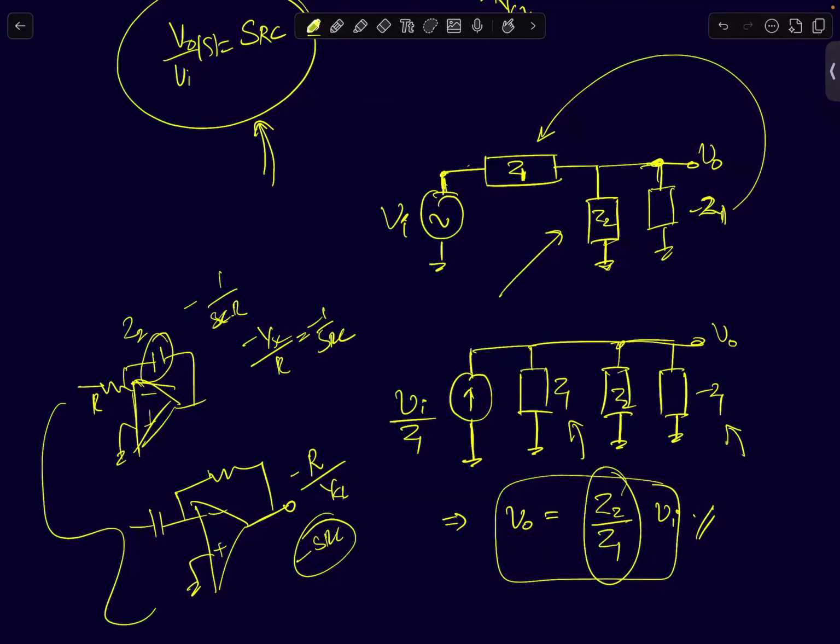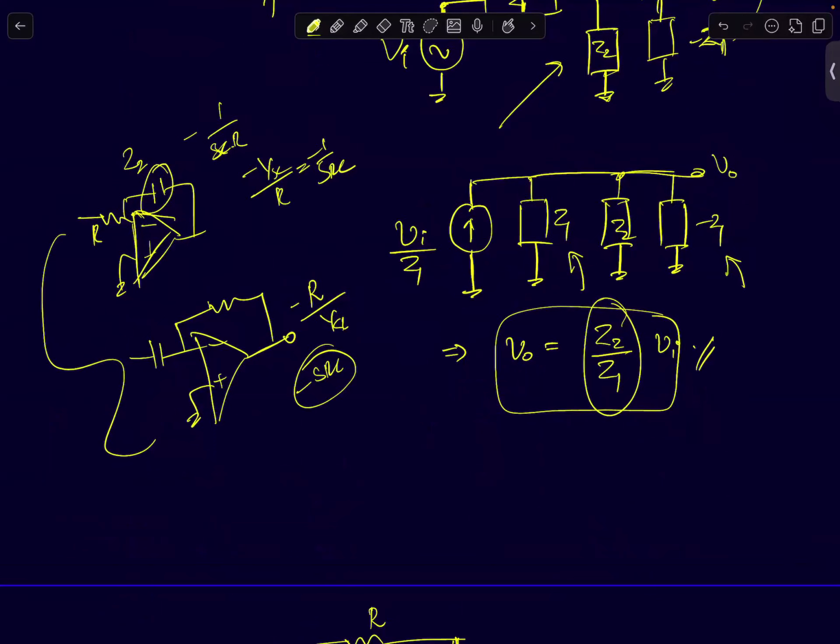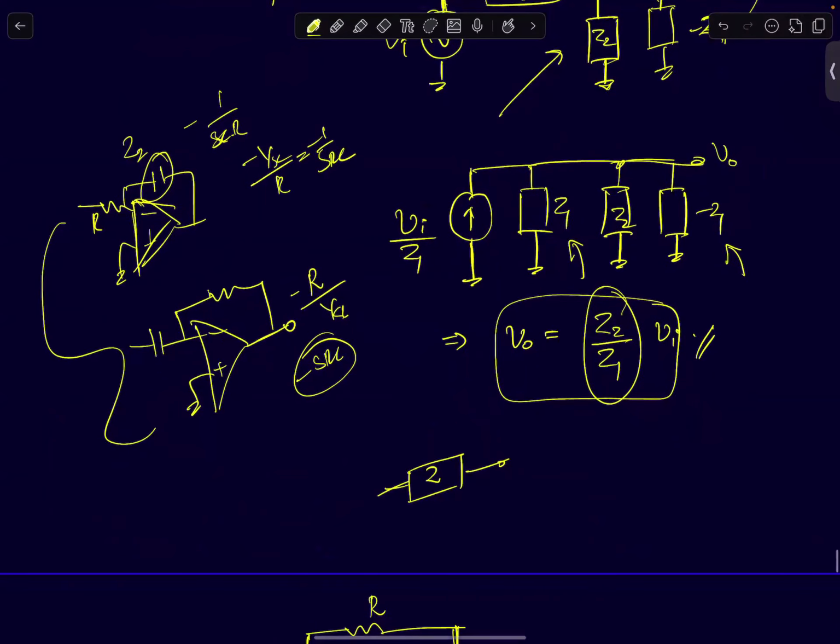So let's start with, can I use Miller's theorem to achieve negative resistance? You know that if I take an impedance of value Z, and if I apply a voltage Vi here, and a voltage of value minus A times Vi at the other node, that's what Miller's theorem does, right? You take an impedance and connect it between two ports whose voltages have a relationship.